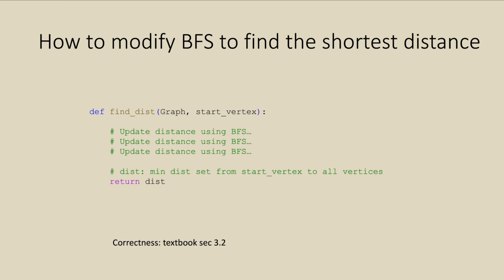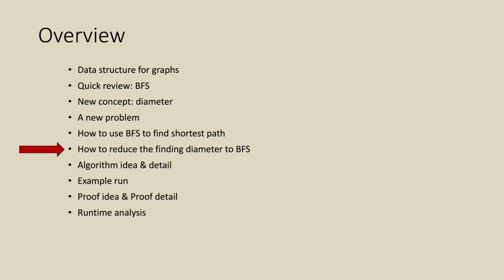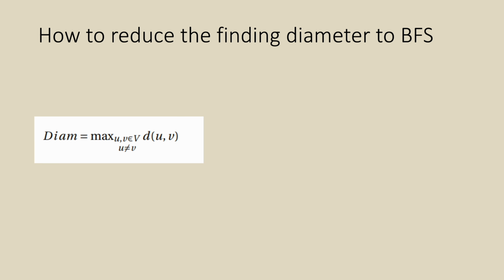Is this the reduction we need in this question? Is this what the question asks for? Now, when I ask that, you should know we are not done. Let's go back to the definition of diameter. We know that we are finding the maximum of the distance between u and v, and each of them can be any vertex in the set V.